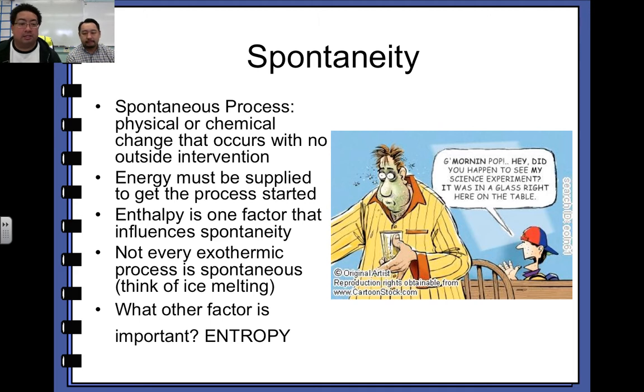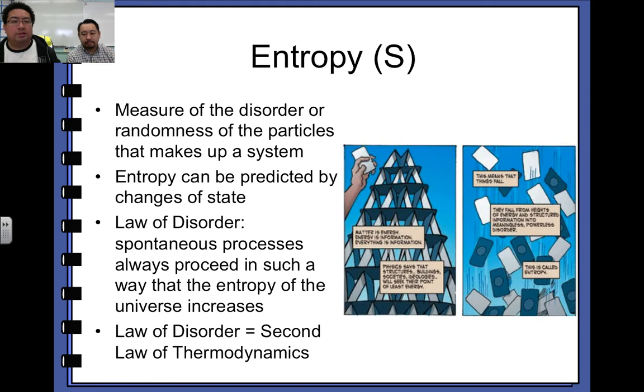Right, so ice melting is endothermic with respect to the ice, so that's how we know that it's not always going to be just delta H that determines spontaneity. So the other factor that we're going to consider is something known as entropy. Entropy, which is symbolized as S, is basically the measure of disorder or randomness within a system. Chaos. Entropy can be predicted by changes of state.